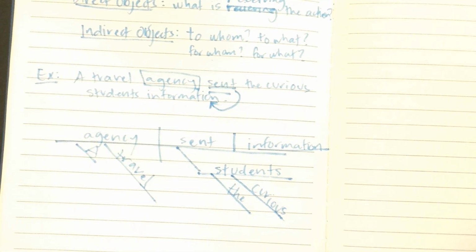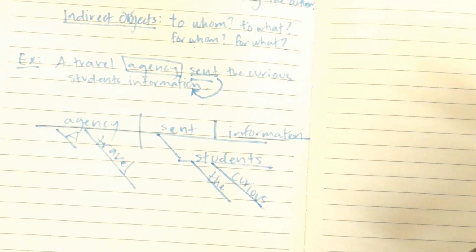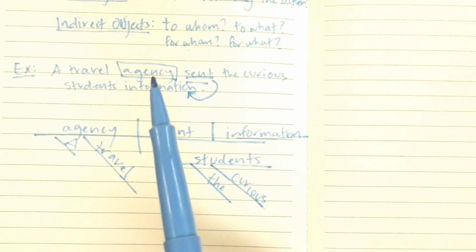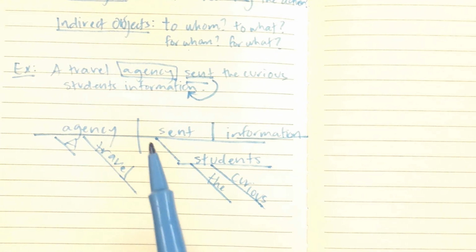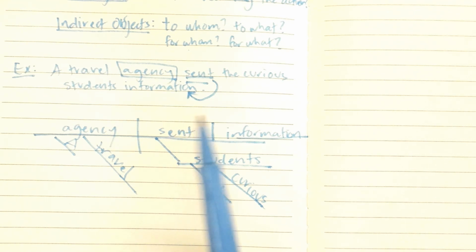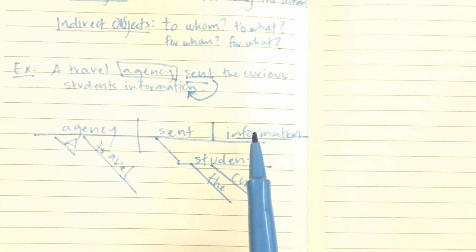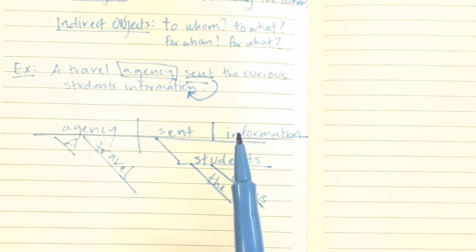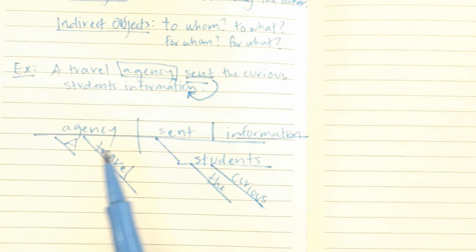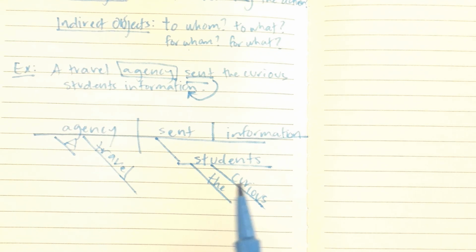Okay, great. Now let's just look at our diagram for a second. Our subject, the agency. What did the agency do? They sent, and what received that action? They sent information. Now, who received the information that was sent? The students. That's the indirect object. A in travel describes the agency. The in curious describes the students.